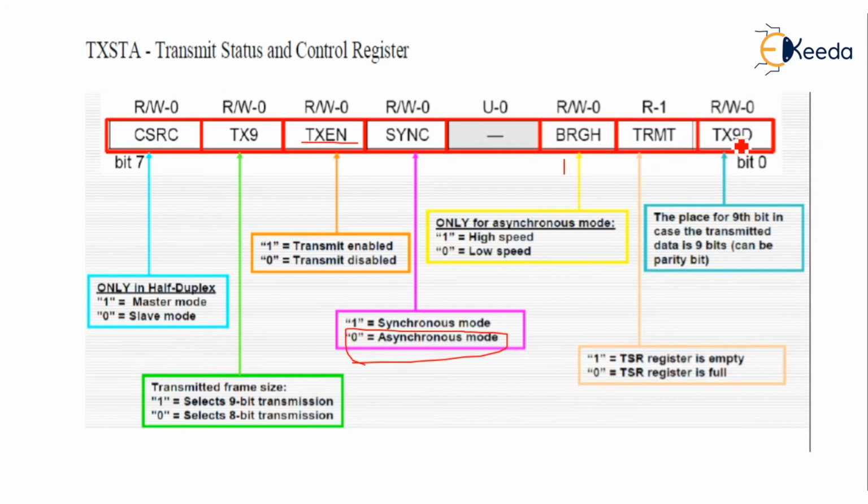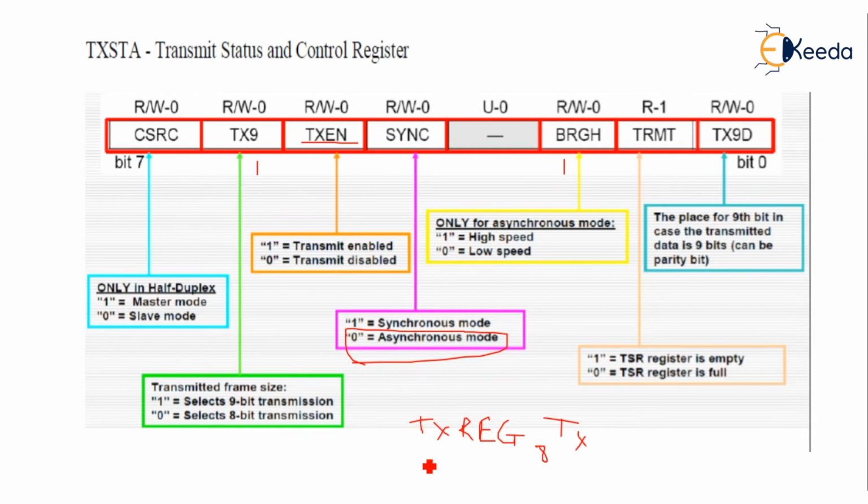I'll explain it. Then TX9D: if the TX9 bit is 1, then it considers 9-bit transmission. But we have the TXREG register, which is assigned for the TX pin. In an earlier lecture, I explained that each port pin has its own registers. Port pins have 3 registers: LAT, TRIS, and PORT. The same thing applies for transmission and reception. The TX pin has its own register, TXREG, which is an SFR. It is 8 bits.